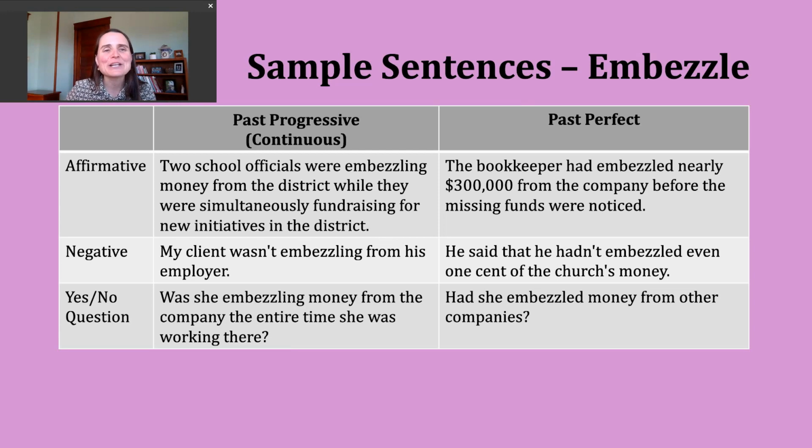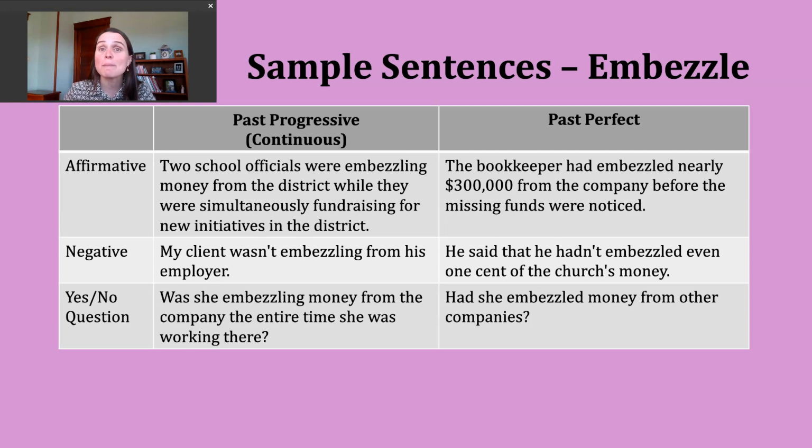Finally, let's look at making a yes or no question in the past progressive. To do this, I start with was or were, then I'm going to have my subject, and then the ing form of the verb. Here's the last past progressive example. Was she embezzling money from the company the entire time she was working there? This is a question. We might say, yes, she was, or no, she wasn't.